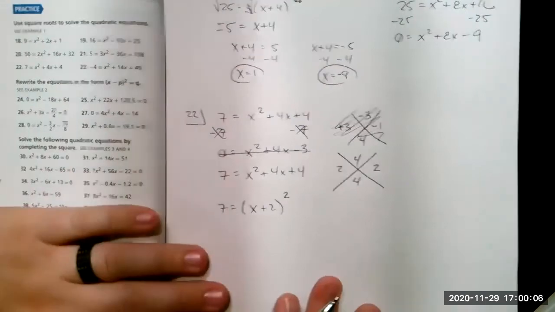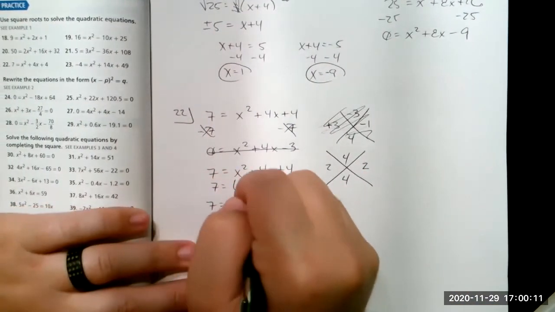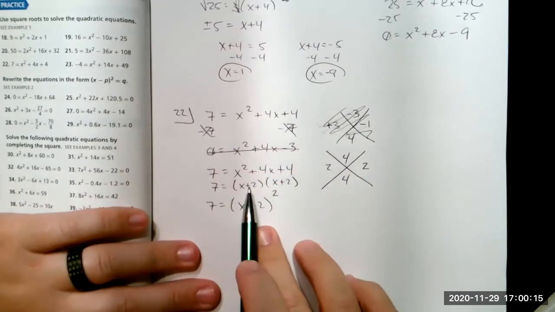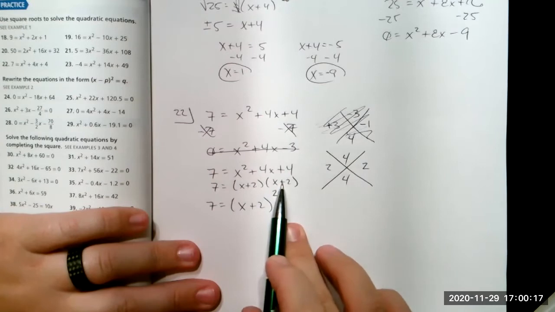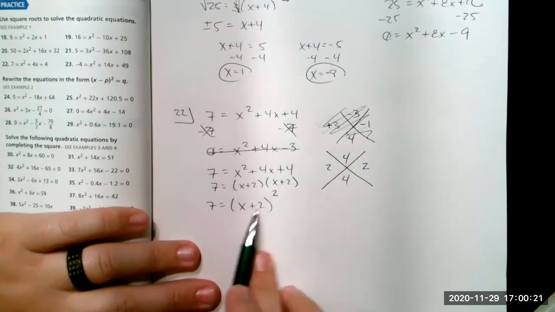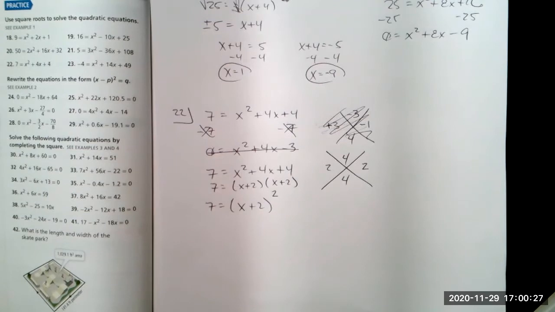Don't forget, I'm skipping this step where I have 7 equals x plus 2 times x plus 2. That's a +2, +2. But since those two things are the same, I can write that as x plus 2 squared. I think this might be an example of an irrational value. Let me see.